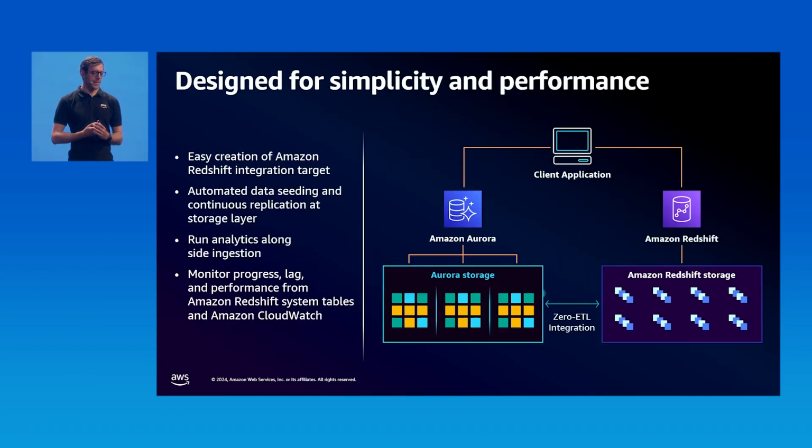So that's the use case. And what we are doing behind the scenes is we create that integration targets to the Amazon Redshift, and then we do two steps. First we seed the existing data, so we copy the existing data from Amazon Aurora to Redshift, and we do that automatically. Then we start a continuous replication between the Aurora and the Redshift.